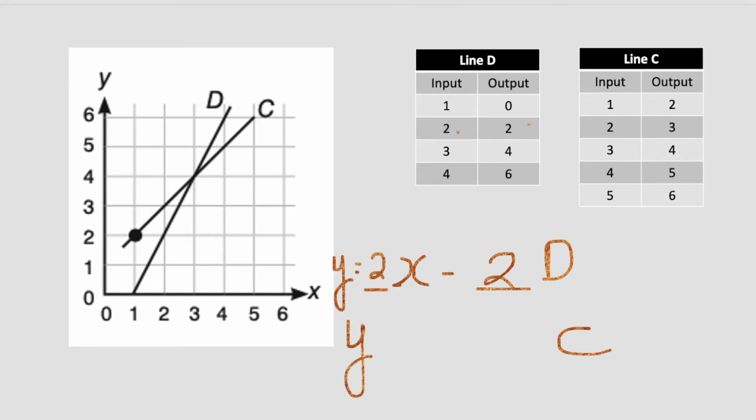For this one here, C, so this is D, and for C, this one's really quite easy. I have Y is the output, right? And X is the input. And what am I doing every single time to X? Well, I am adding 1. And so I can just check that. 1 plus 1 is 2, 2 plus 1 is 3, 3 plus 1 is 4, right?